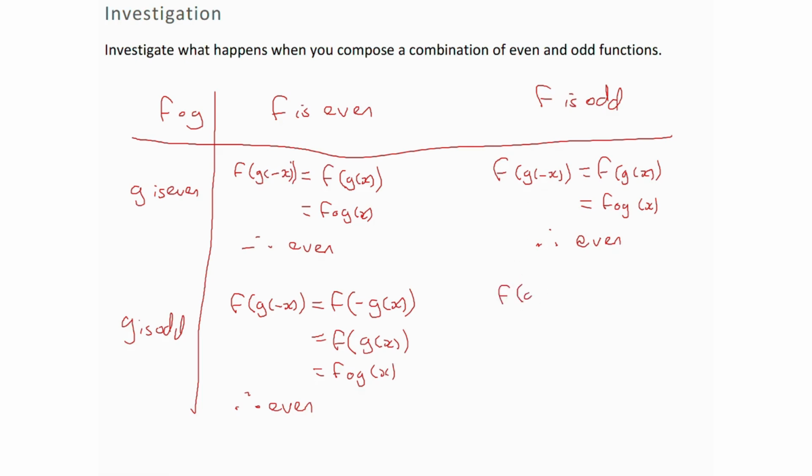And if we have f of g of minus x over here, this is f of minus g of x, because g is odd. And now because f is odd, this is minus f of g of x, which is minus f composed with g of x, which means in this case, it is odd.